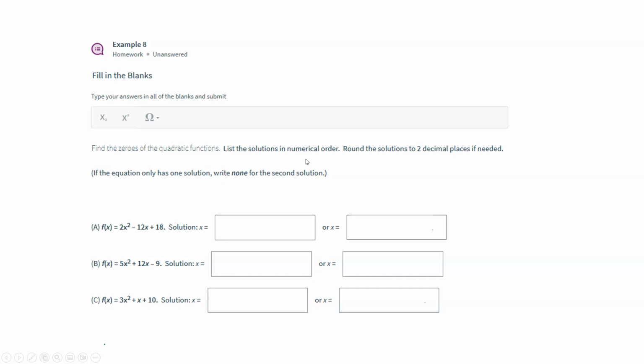List the solutions in numerical order. Round the solutions to 2 decimal places if needed. And if the equation only has one solution, write none for the second solution. They have some problems that say the same thing in your homework too. So let's look at these.